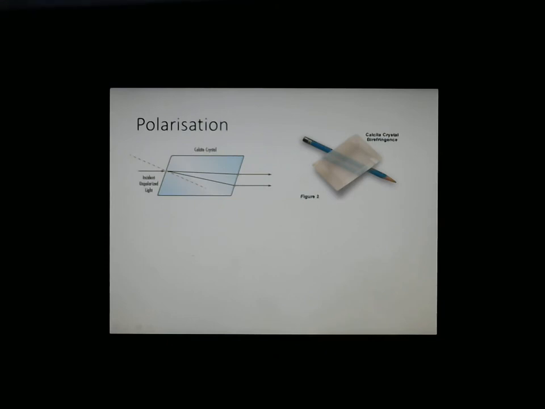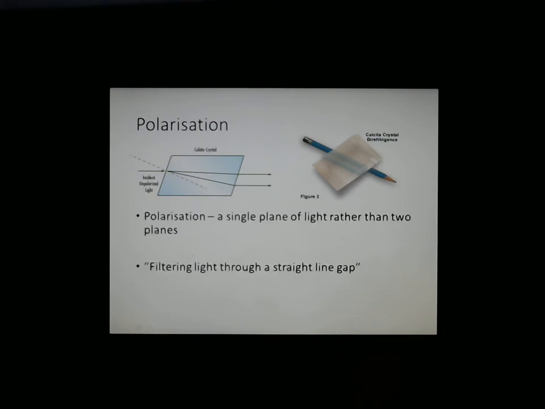Now, Huygens did develop a wave theory to explain it, but he didn't actually give it a name. Newton, though, called it polarization in the late 1700s. Now, the definition the syllabus gives is that polarization is a single plane of light rather than two planes. That light is reduced down to only having one plane. The way I think of it, it's like filtering light through a straight line gap, like a set of fence posts with gaps in between, with the panels of the fence. Think like the gate, the fence around the school.